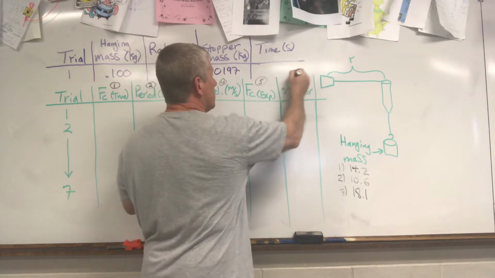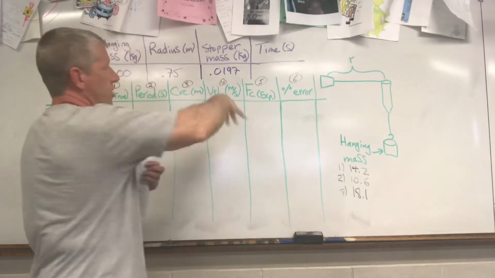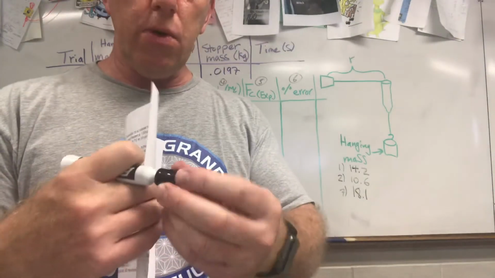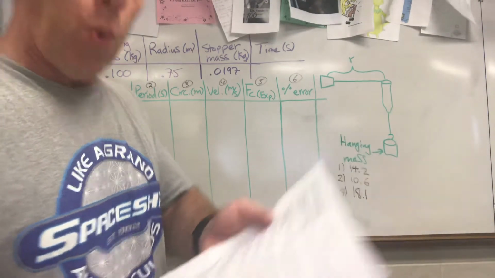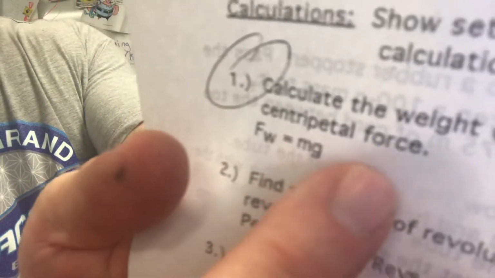And calculation number 6. So each calculation on here, you take that number, calculate it, and put it in the corresponding table spot. Okay, so let's do the first one. Calculate the weight of the hanging mass. And it says right here, you know that weight is equal to mass times gravity.